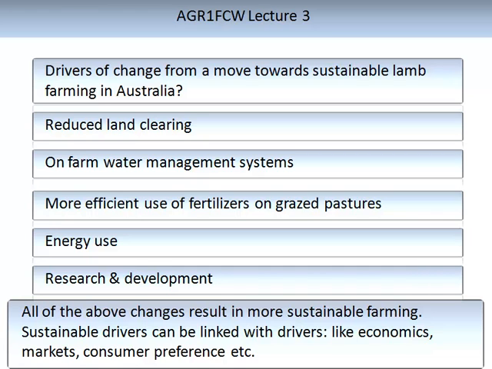In other words, how has the need for Australia to move towards sustainable lamb farming changed food production practices? Food production changes have been made in this industry by less land clearing. This has allowed the industry to think more holistically about its environmental impact and change production techniques. On-farm water management systems have needed to change. This has resulted in infrastructure changes to water delivery.